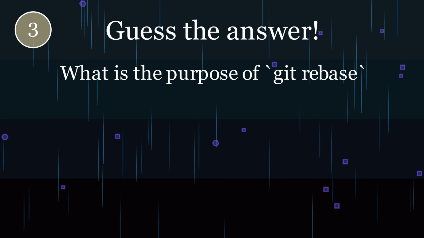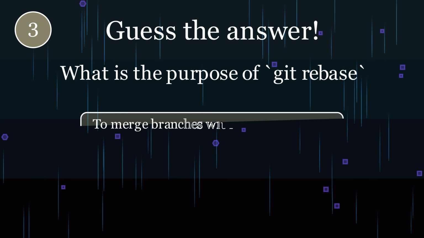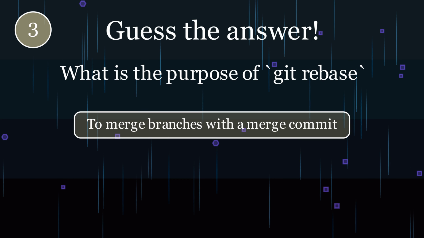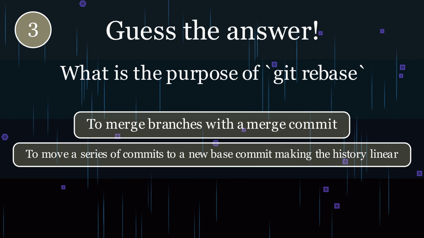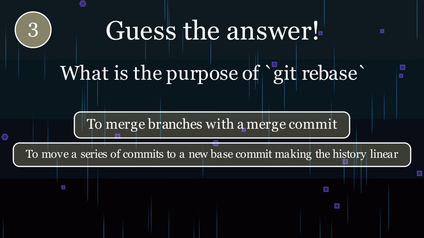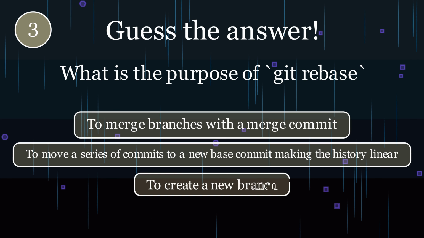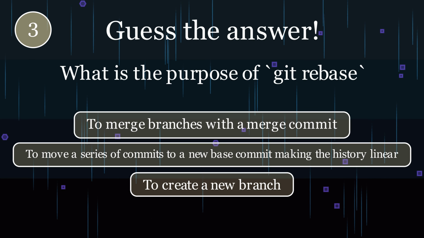What is the purpose of Git rebase? To merge branches with a merge commit. To move a series of commits to a new base commit, making the history linear. To create a new branch.